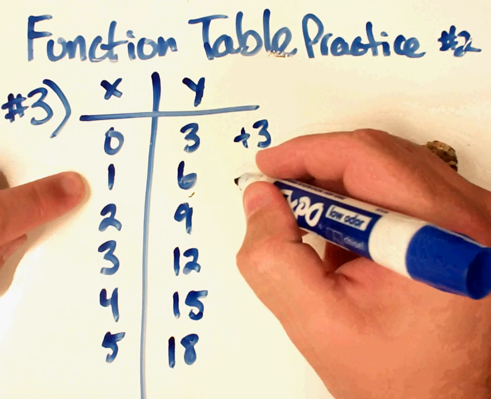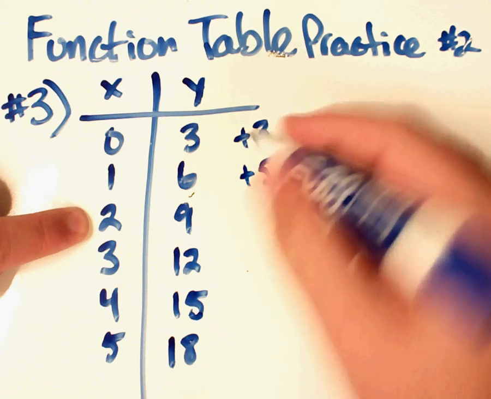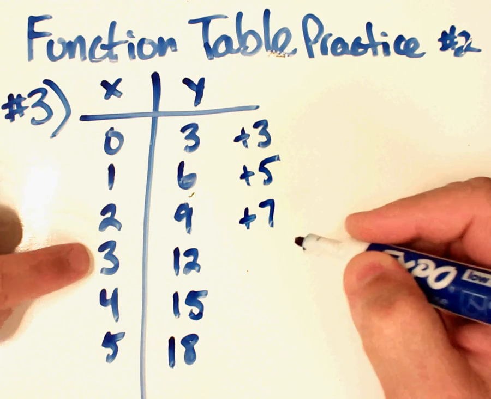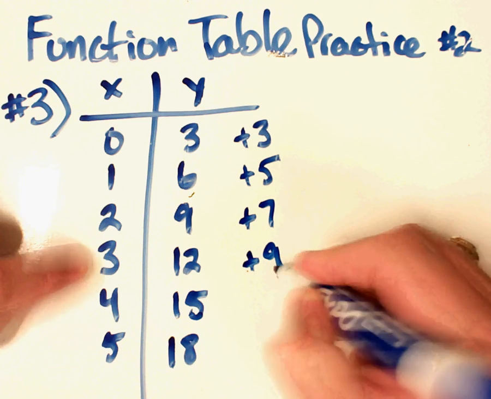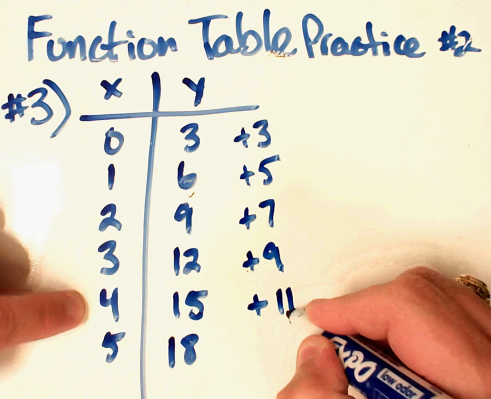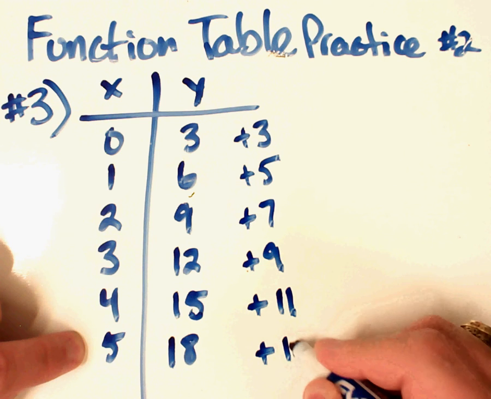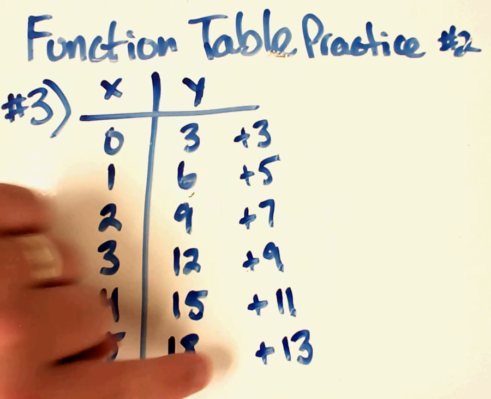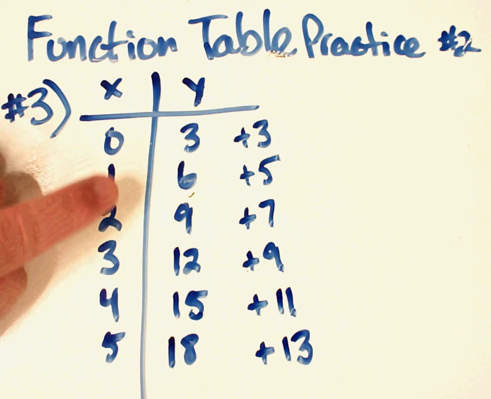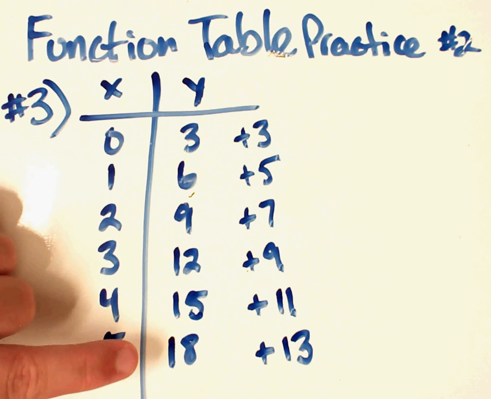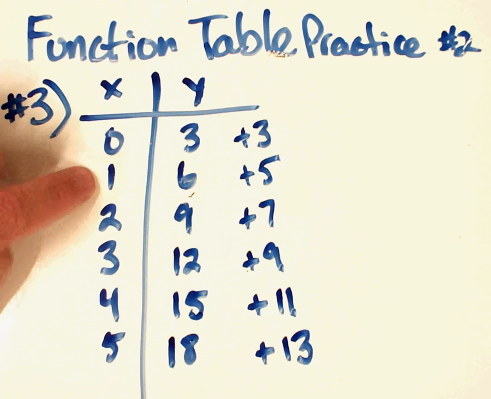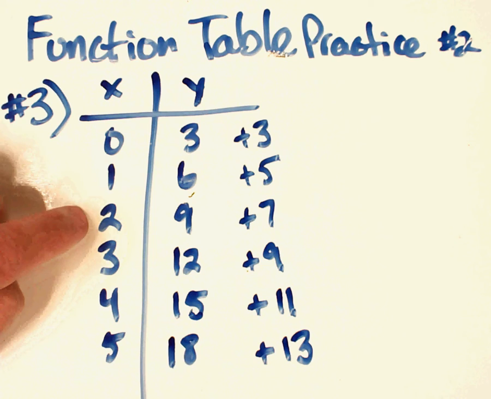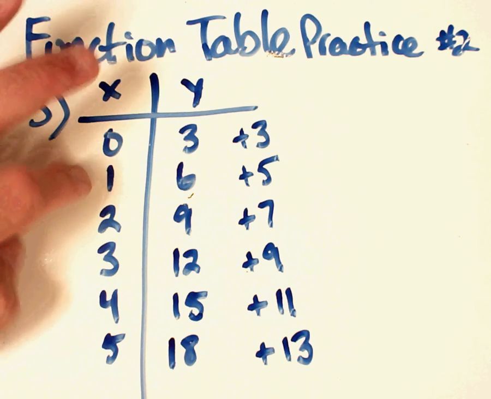Here my difference is 5. And here my difference is 7. And here my difference is 9. And here my difference is 11. And here my difference is 13. Interesting. Very interesting. So clearly I'm going up, but I'm not going up by any obvious factor. I can't multiply anything times 1 to get 6 that I would then multiply by 2 to get 9, because the only thing I'd multiply by 6 would be 6 itself.